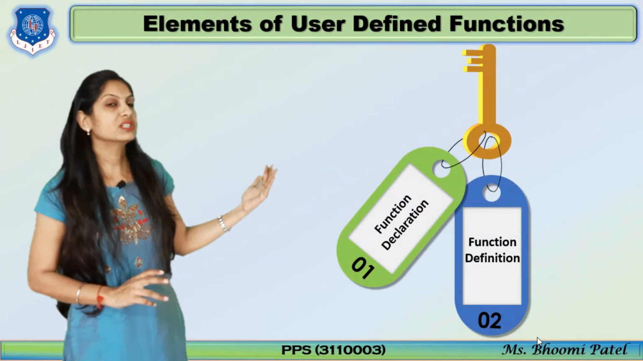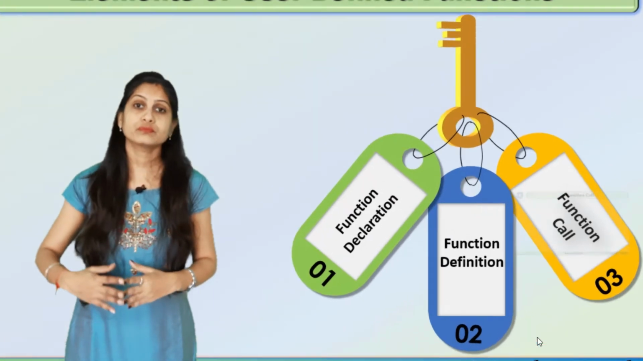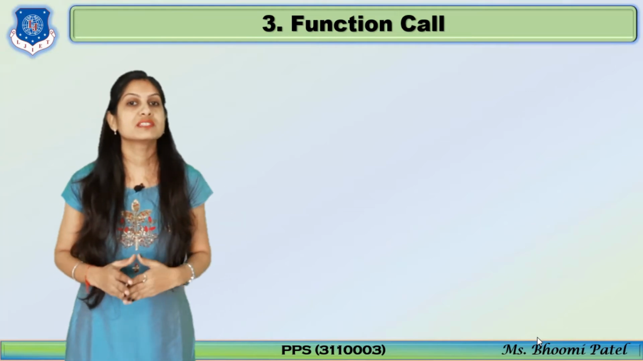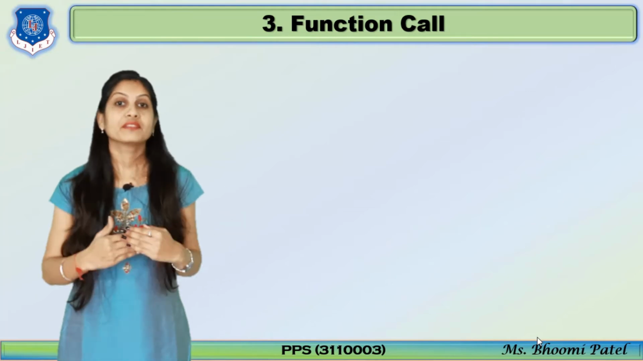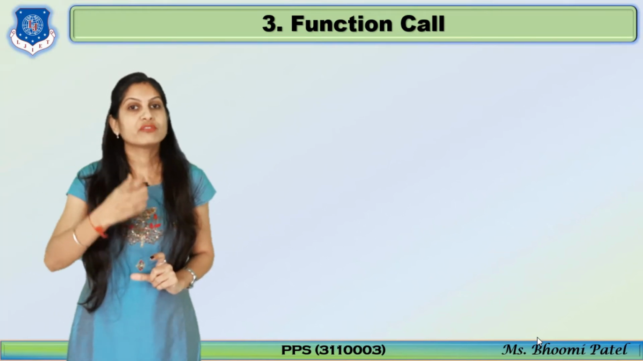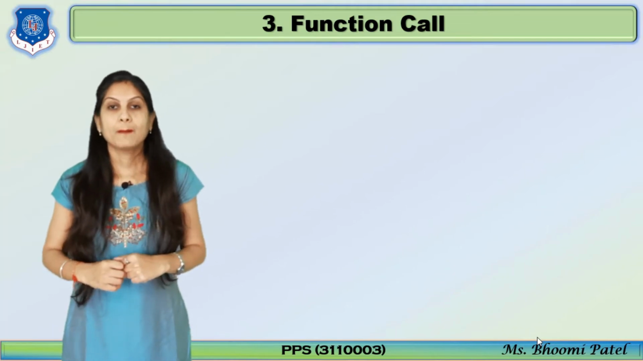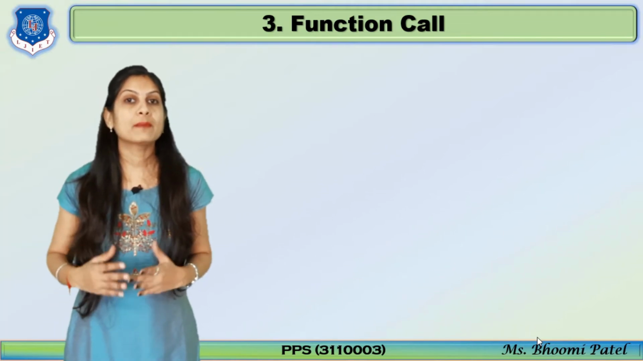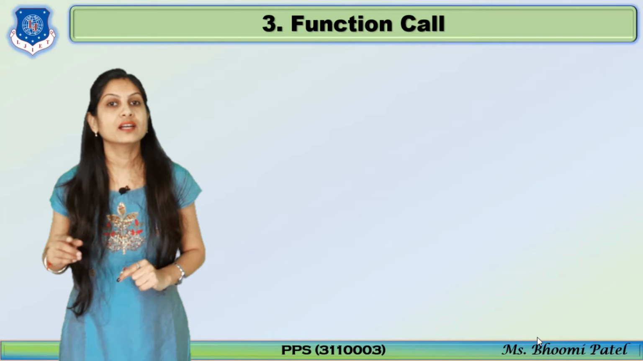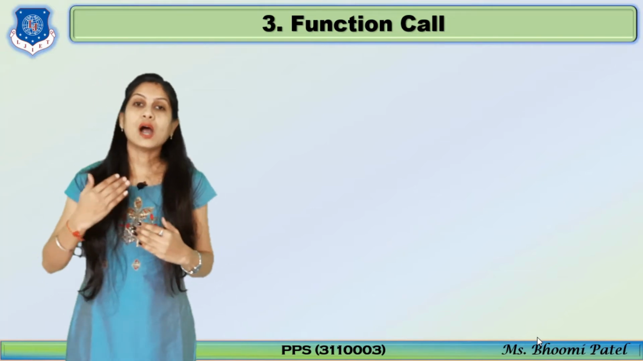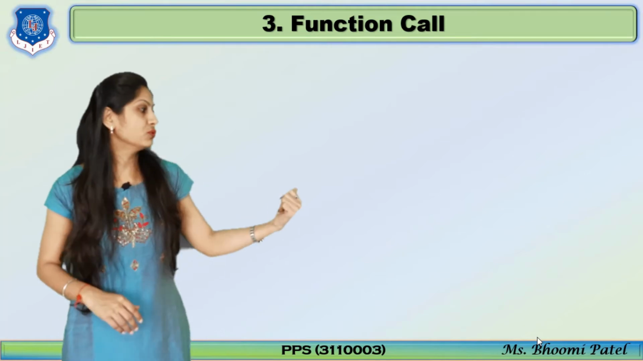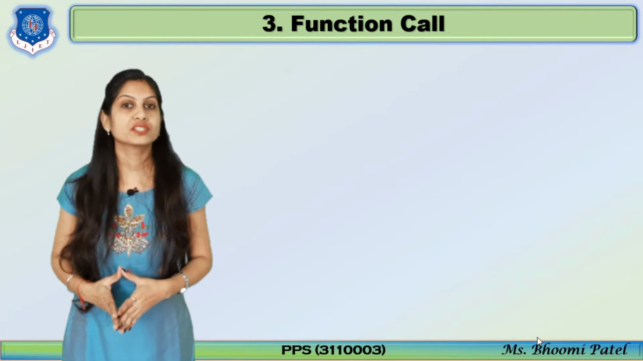Clear? And now move to the third one, that is function call. If you remember the structure of a C program that was discussed in our second unit, fundamentals of C, then the user defined function comes after the void main. So after void main we write the function definition, but our program execution starts with the void main starting bracket and completes at the closing curly bracket. So how can the user defined function execute? For that we have to use this concept, the third element, that is function call.